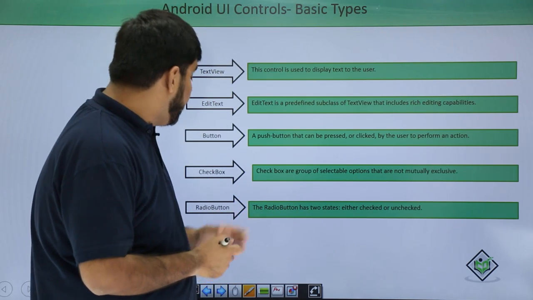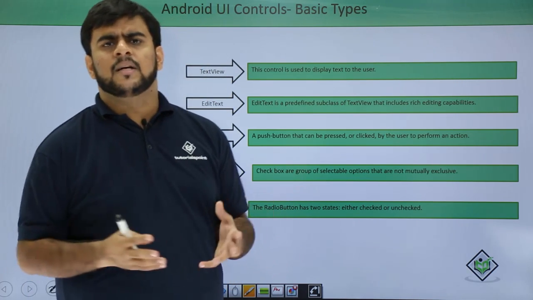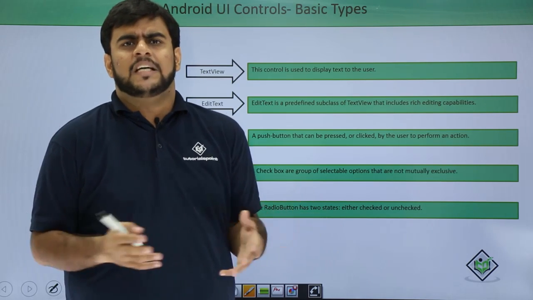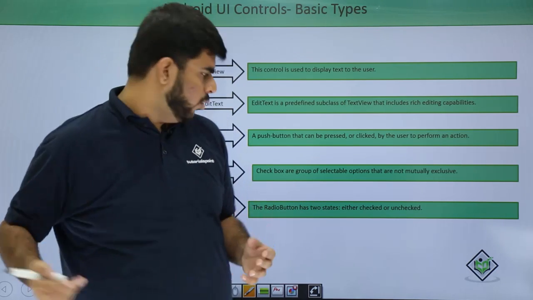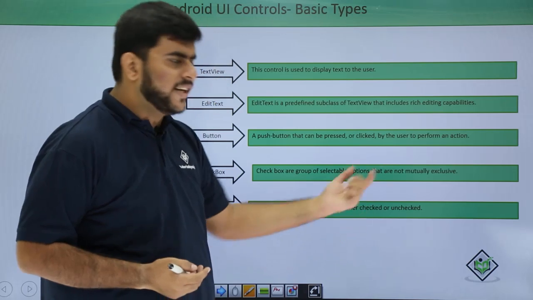Then after this, we have the radio button. Now, what is a radio button? It is a choice in which the user says either yes or no. We measure it by checked or unchecked.